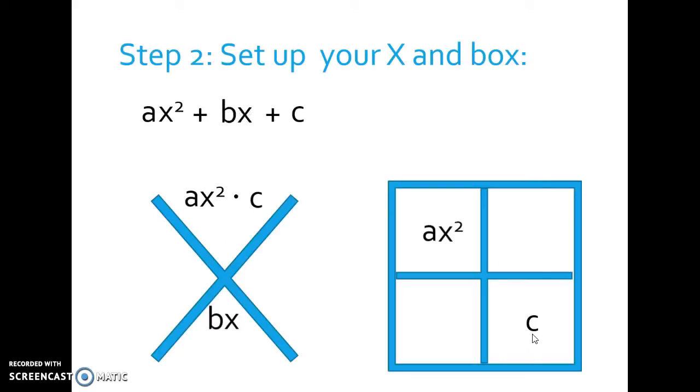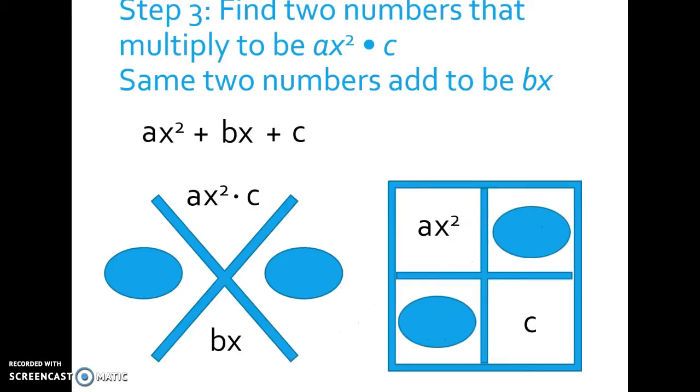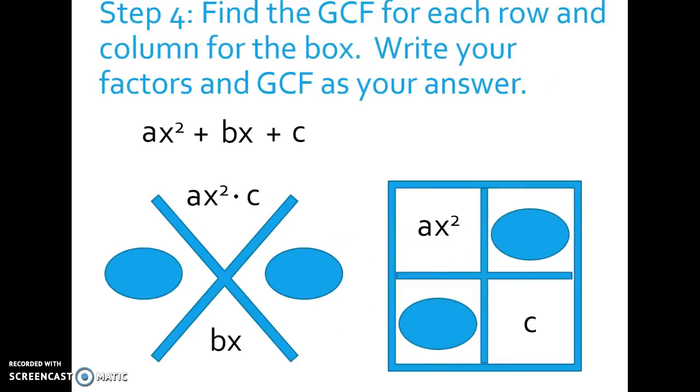On the bottom of your X, you put your bx term, and then you play the game where you look for two numbers that multiply to make ax squared times c and add to make bx. After you find those two numbers, you put them in the two empty slots of the box. And then you find the greatest common factor for each row and each column of the box, and you write those factors and the GCF as your answer.